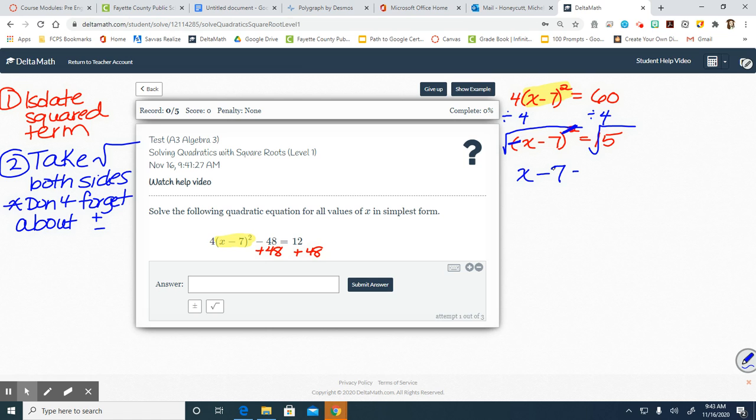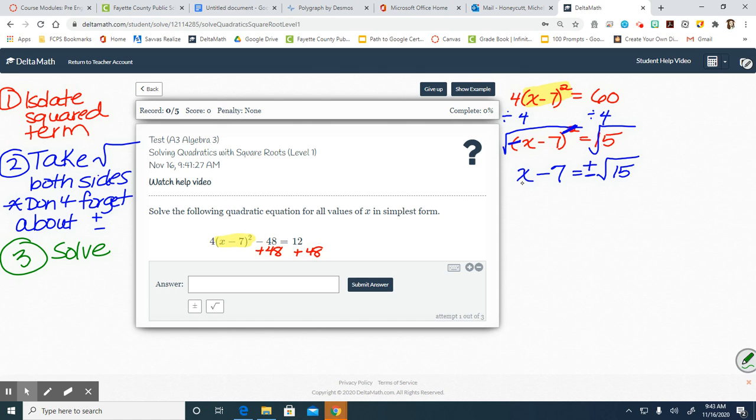So x minus 7 equals, and the square root of 15 is not a perfect square, so I'm going to leave it as the square root of 15. And then I'm going to leave that plus or minus. Don't forget the plus or minus. Now, I haven't finished solving for this yet. So step 3 is going to be to solve.